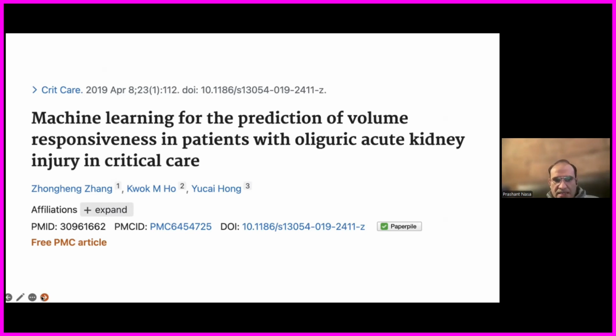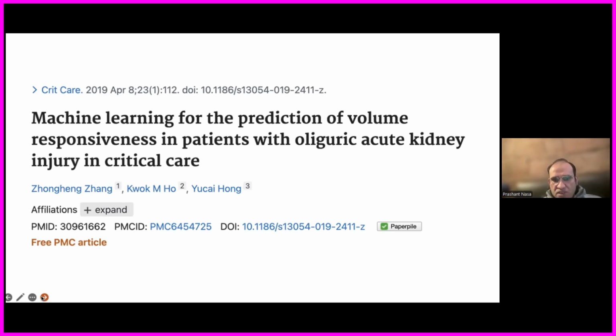So analyzing that information, or integrating these tools into systems of resource-limited settings, again will be a challenge because the source information is completely different. Then another model is a machine learning model for looking at volume responsiveness.